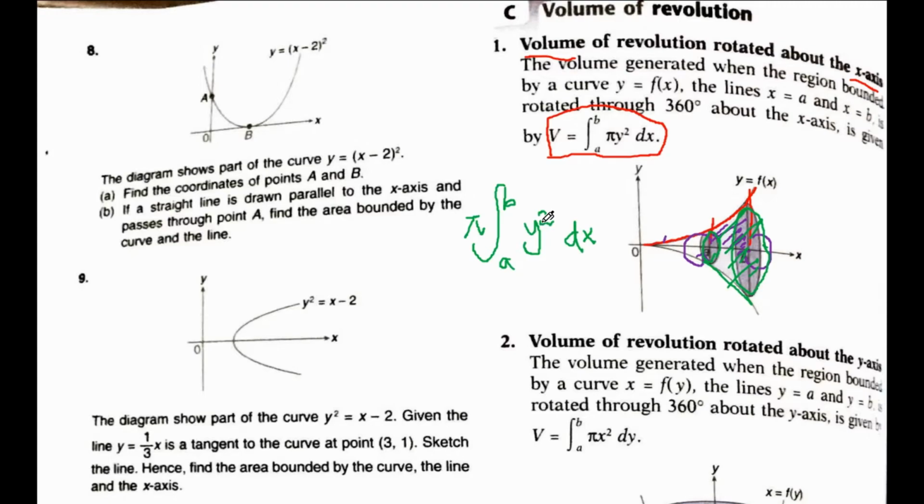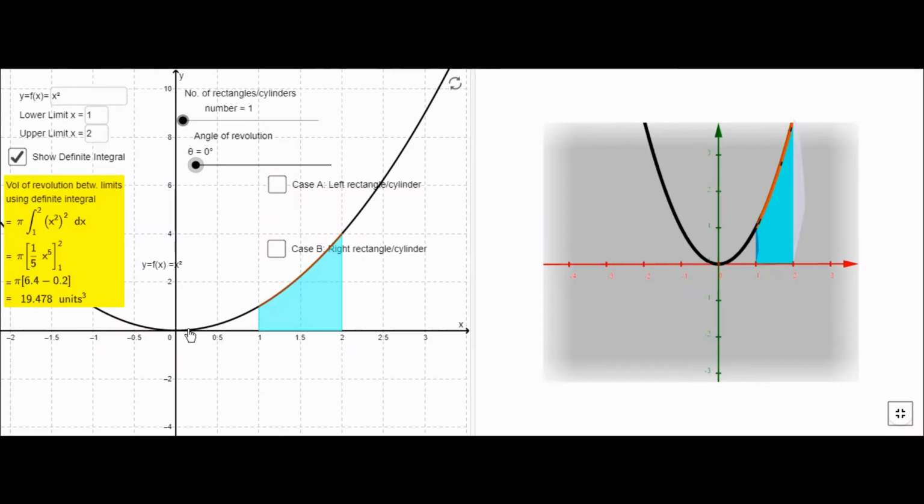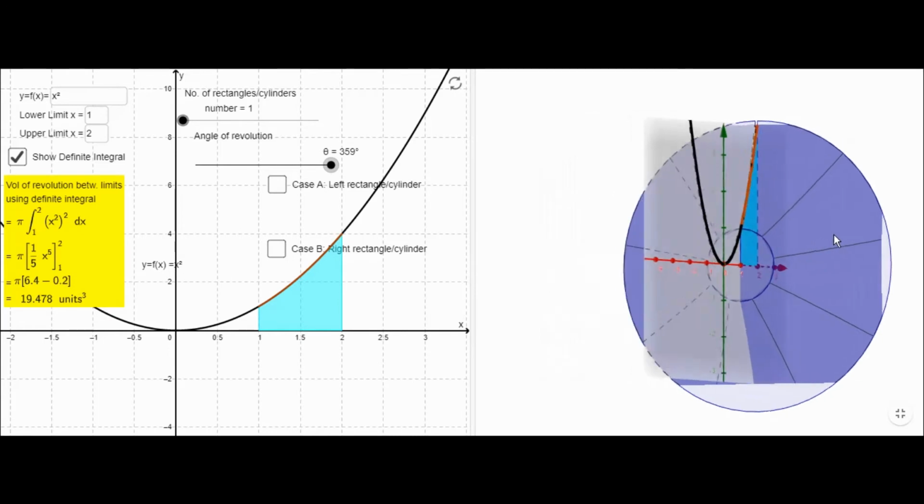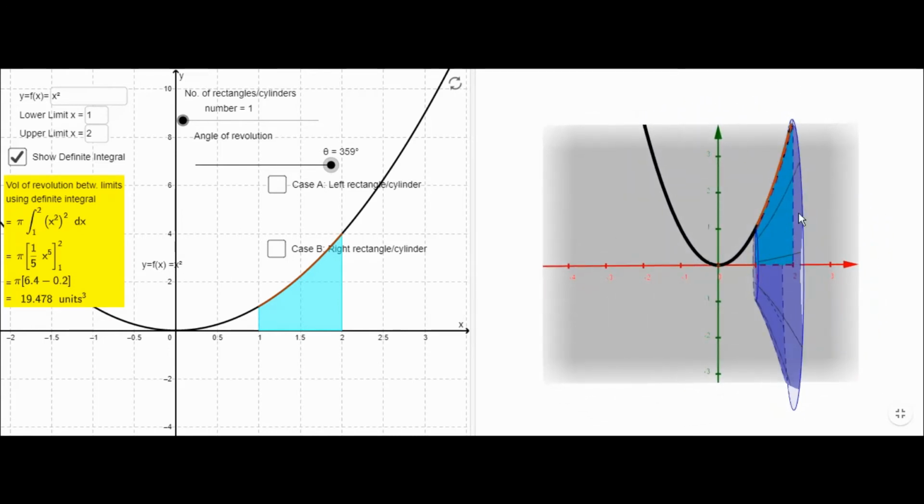Let's look at the 3D diagram. Just now we had the curve y equals x squared, and let's say my a just now is 1 and b equals 2. The area bounded by this curve and x equals 1, x equals 2 together with the x-axis is this blue color region. When I rotate this blue region 360 degrees, what will I get? I will have a solid like this.